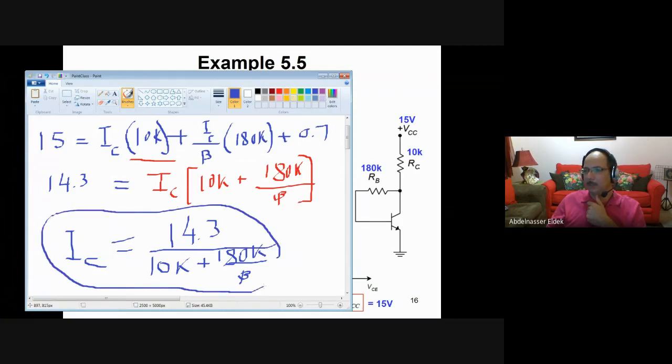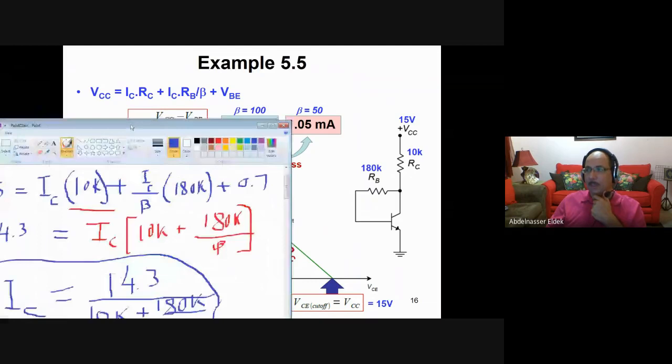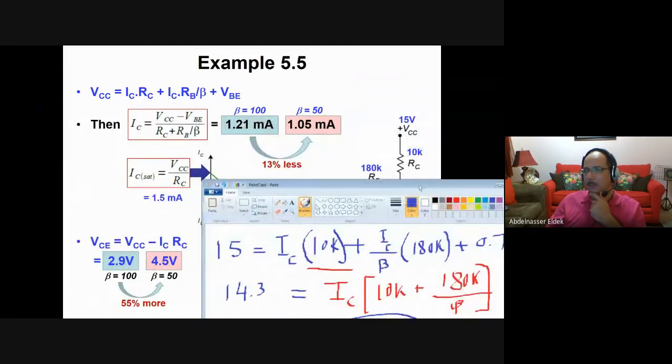And this will be IC. Okay. Then you substitute in the other equation here, VCE equal VCC minus IC RC. Then you can calculate VCE. Okay. Now, when beta equal 100, what happened?